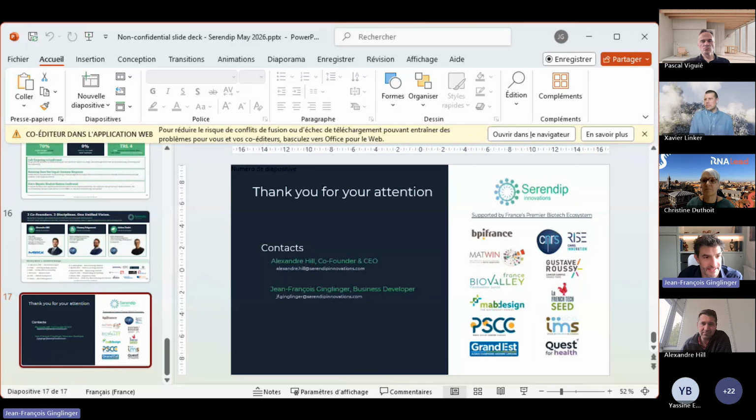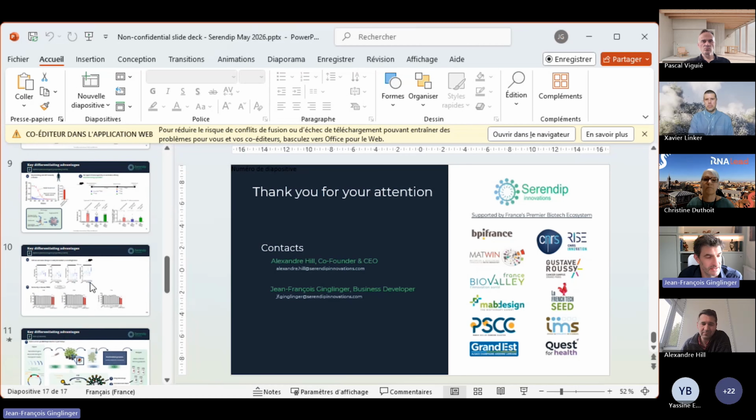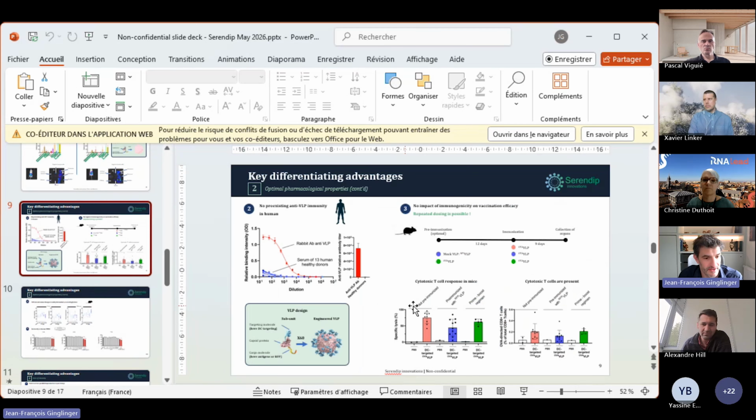Yes, thanks for the question. That's exactly what I tried to show in this complex design experiment, in which we repeat the dosing and show that there is a repeated efficacy. We tested the immunogenicity against the VLP. There is a growing immunogenicity, because obviously you administer something, but this immunogenicity is not sufficient to hamper its efficacy.